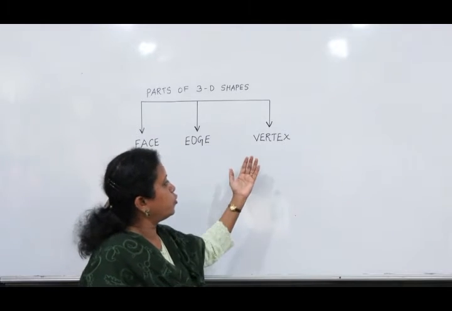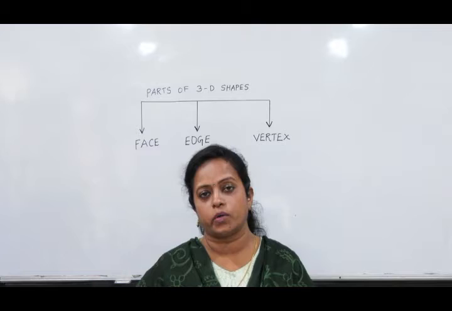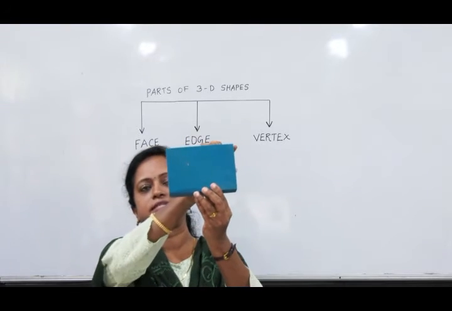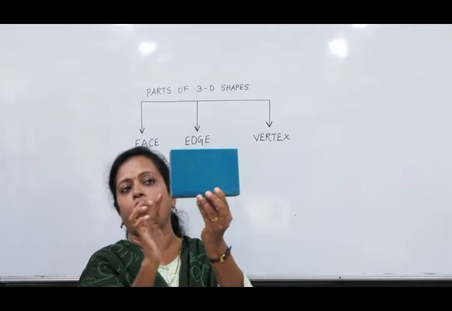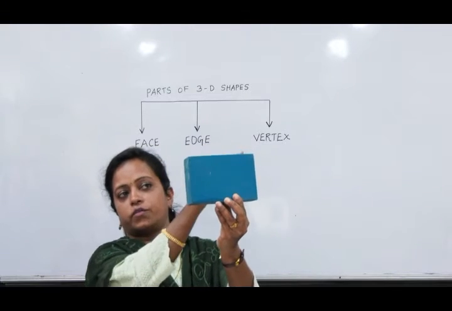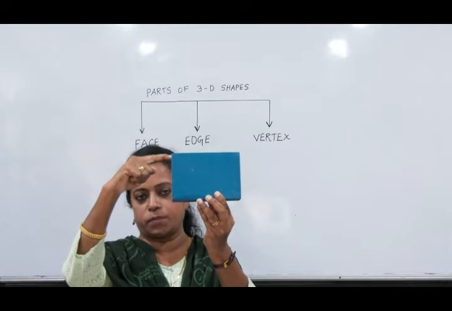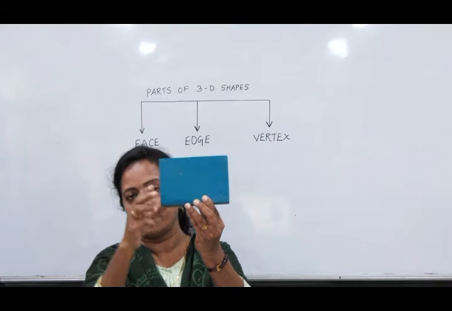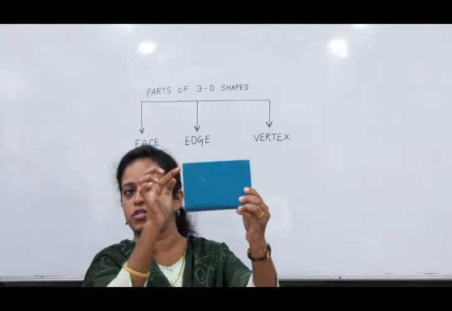The next thing you are going to learn about is the vertex. Now what do you mean by vertex? In this shape you can see the different corners, or where the three edges meet. Where the three edges meet, you have one corner or vertex being formed. So how do we define a vertex? A vertex is a point where the three edges meet.